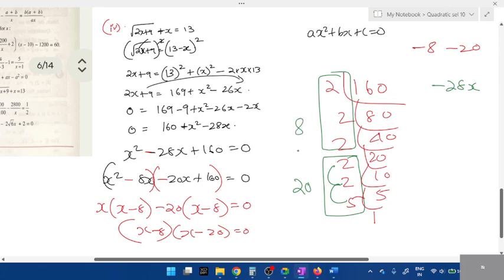Okay, this is how you have to pair it. You take 8 and you take 20. Are we getting 28 if you add or subtract them? This is how you get 28. So you take 8 and 20, you put minus and minus. This is how you have to think.